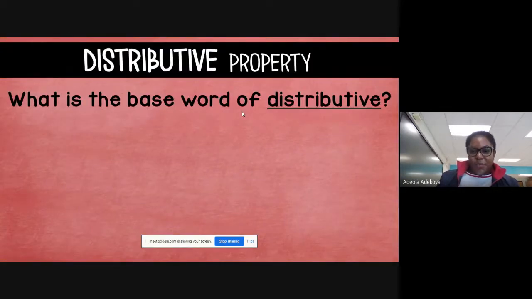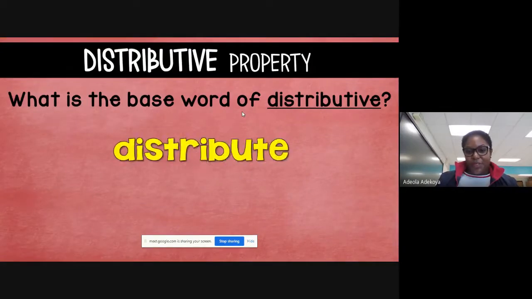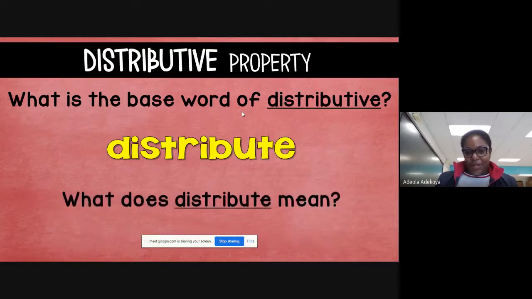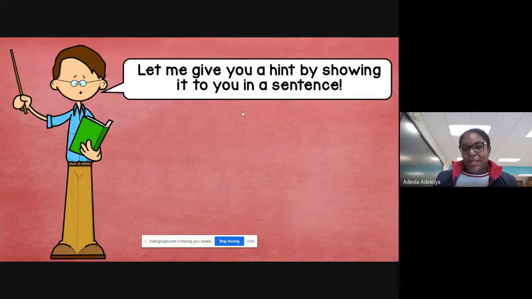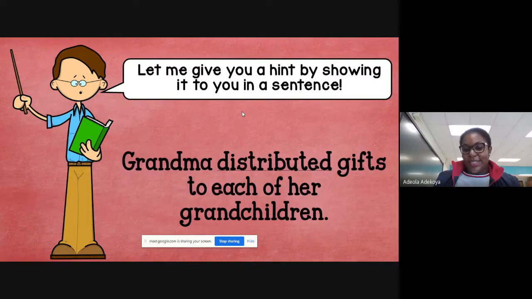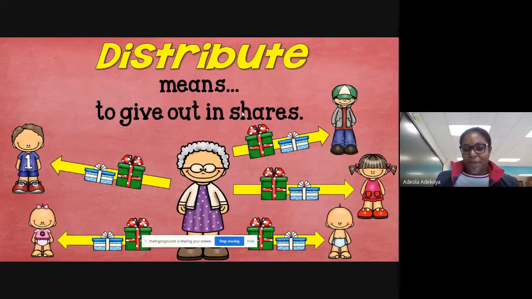So what is the base word of distributive? Distribute. What does that mean? So I'm going to give you a hint by showing you the word in a sentence. Grandma distributed gifts to each of her grandchildren. So what did she do? She shared them out. All right. So here's grandma, and she gave gifts to each of her grandchildren. So these are grandchildren from one family and grandchildren from another family.